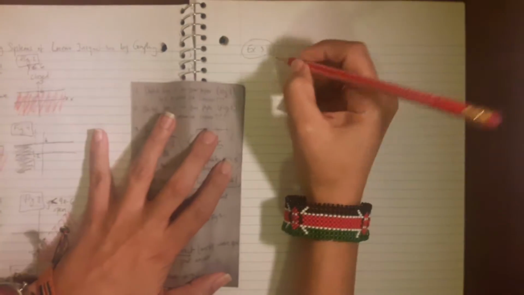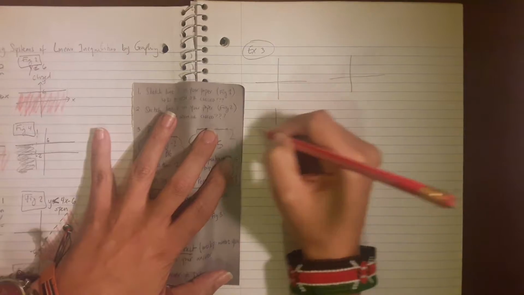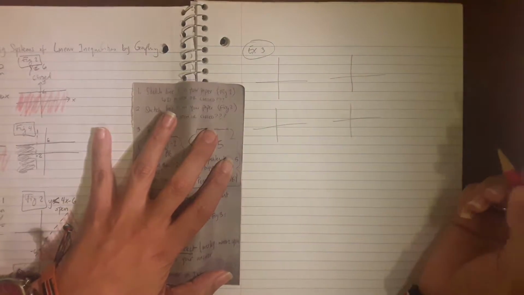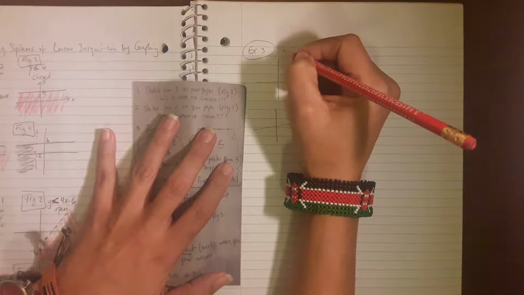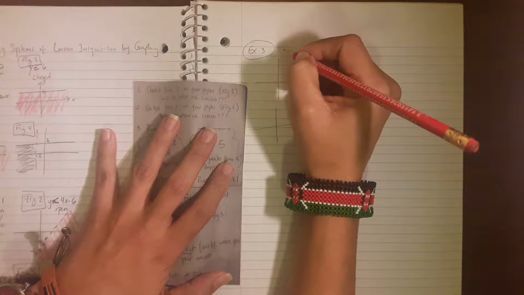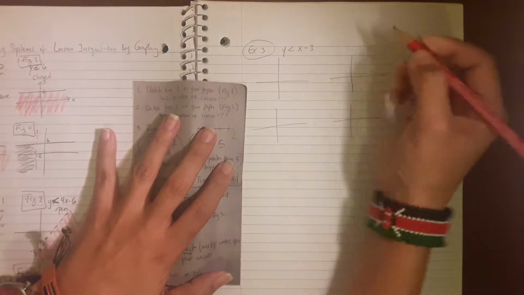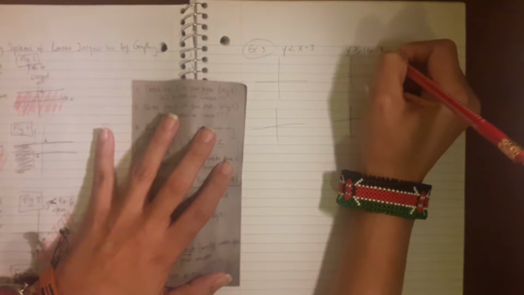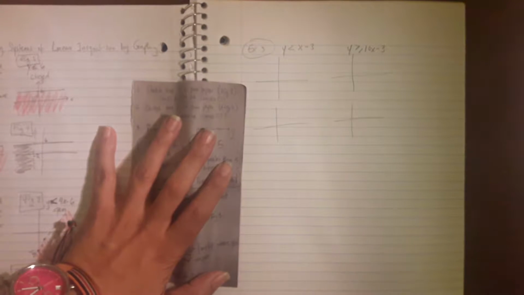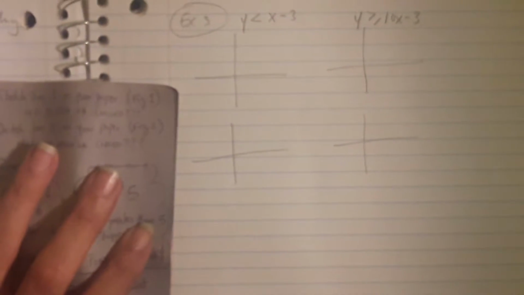So again, what do you need? 4 graphs, right? 4 sketches. So 1, 2, 3, 4. This is the first one. So let's say the question was y is less than x minus 3 and y is greater than 10x minus 3. So the first one for the first line, the second for the second, third one together, fourth one final answer.